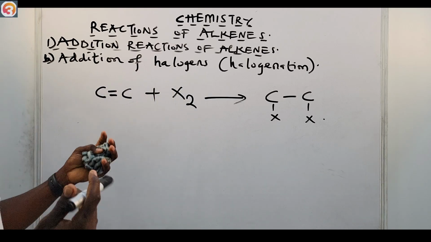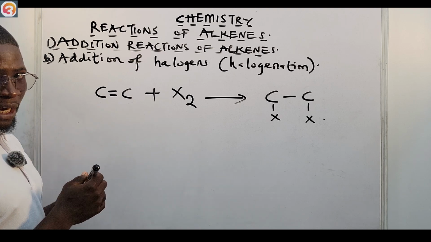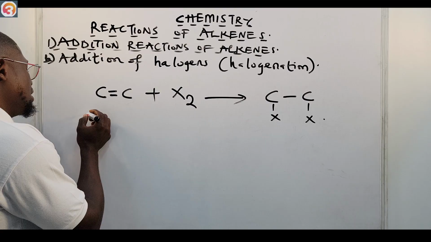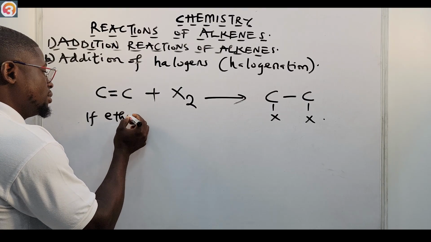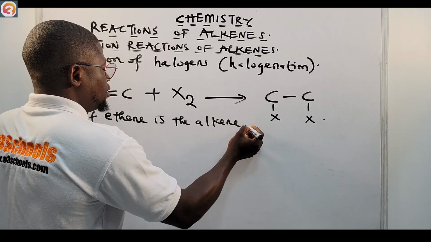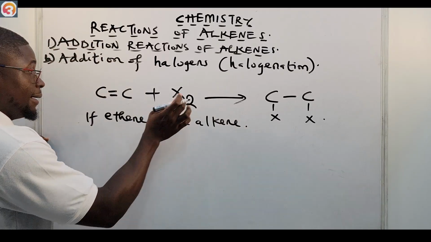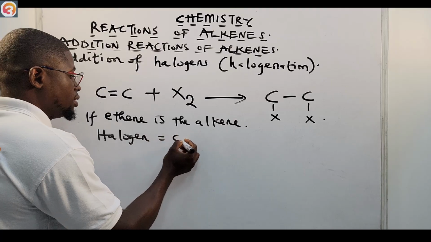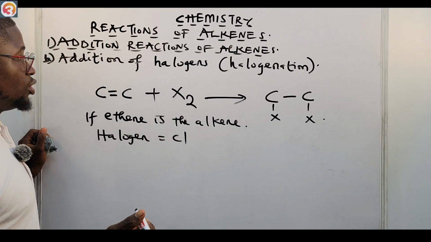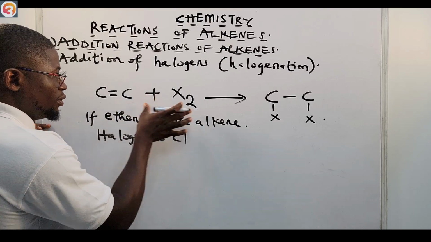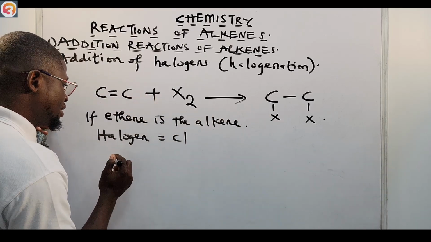So now let us see an example. Let us say ethene is the alkene. Let's say we are considering ethene. If ethene is the alkene, and then let's say the halogen is chlorine. So in this case, simple as ABC, we can now find our reaction pathway.